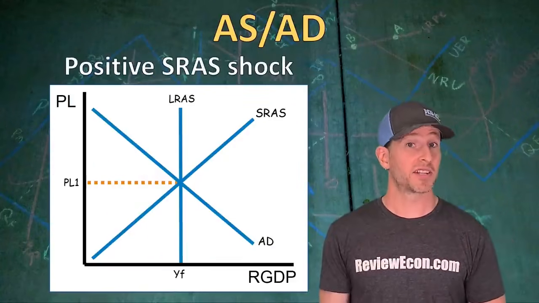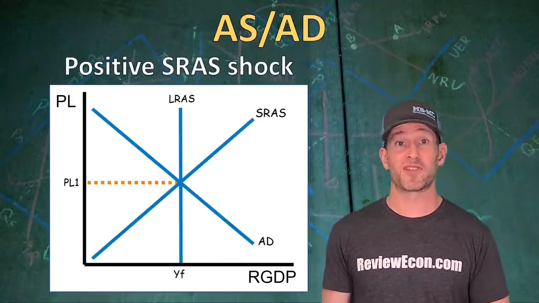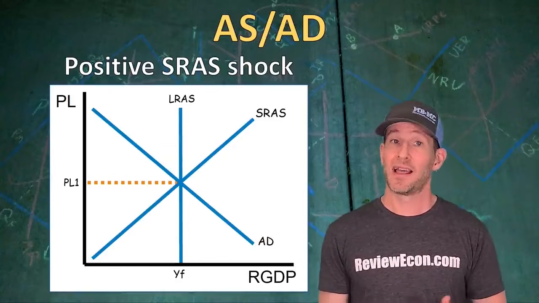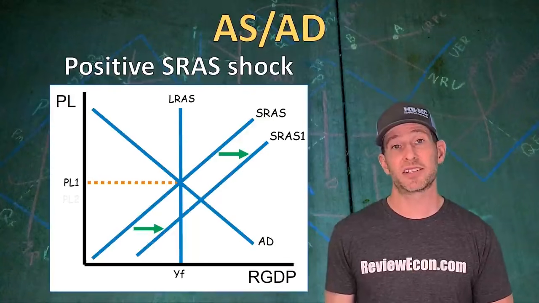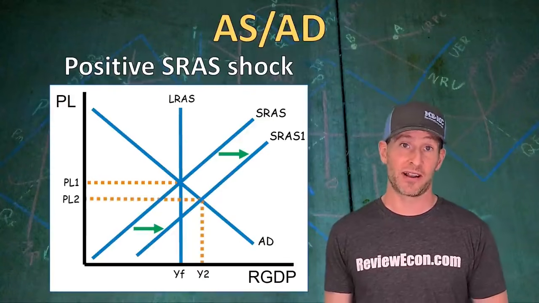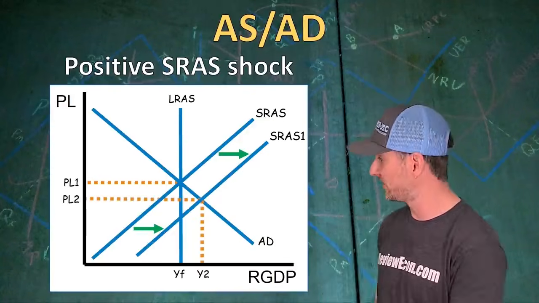We could have a positive supply shock to the economy. That could come from a decrease in energy prices, and that would be shown as a rightward shift of the short-run aggregate supply curve. We would see a decrease in prices and a higher quantity of real output. Here we now have an inflationary gap.